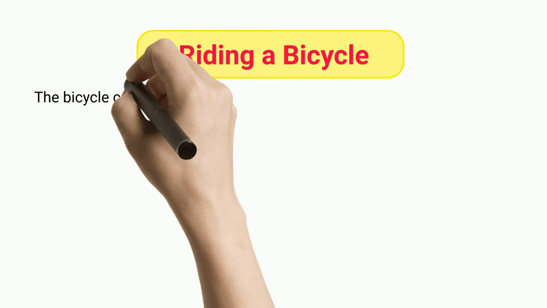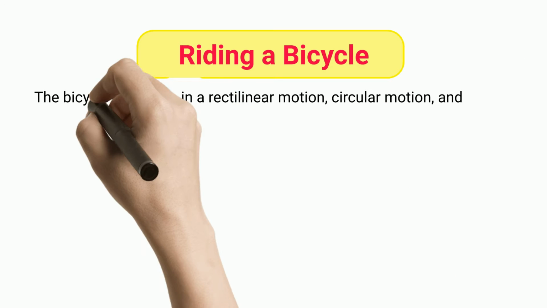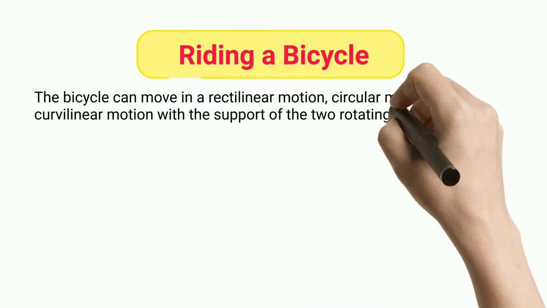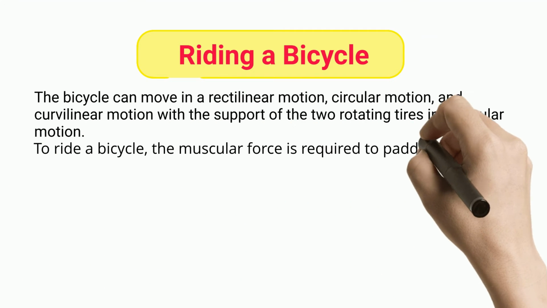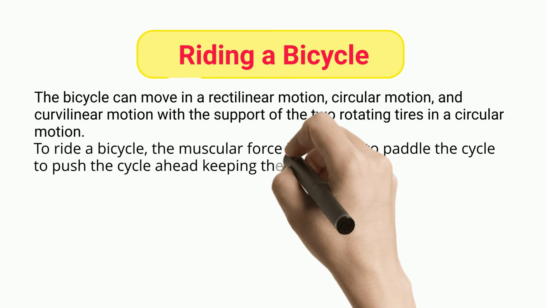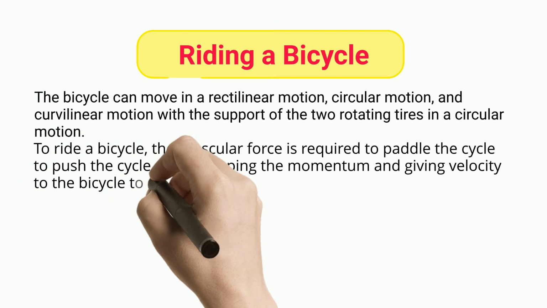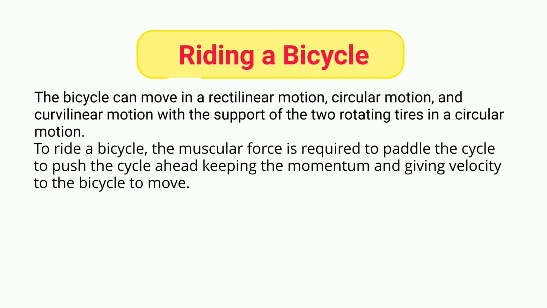Riding a bicycle. The bicycle can move in a rectilinear motion, circular motion, and curvilinear motion with the support of the two rotating tires in a circular motion. To ride a bicycle, the muscular force is required to pedal the cycle to push the cycle ahead, keeping the momentum and giving velocity to the bicycle to move.